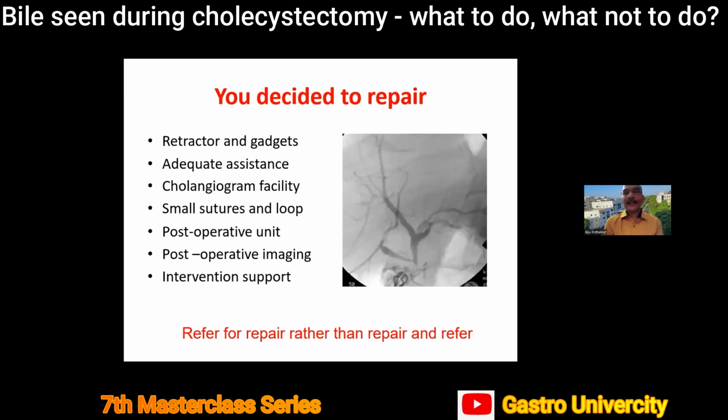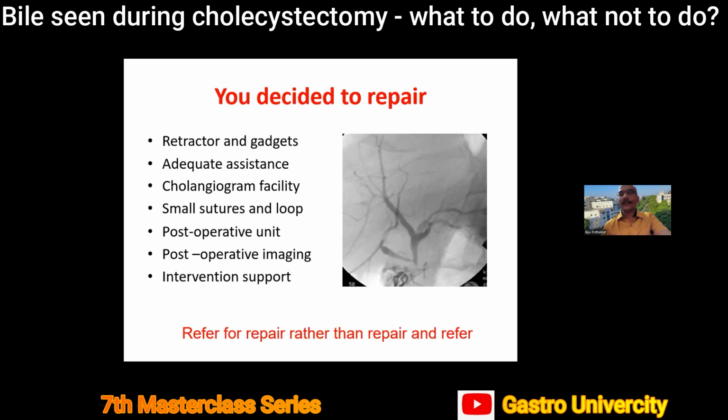Now, when you decide on the repair, you should have all of this in hand: retractor, gadgets, adequate assistant, cholangiogram, small loop, and a post-operative unit. Another important thing we forget is that we think we can repair it, we repair it, and then we don't refer. Refer for repair rather than referring after repair. If you are ever thinking that you can refer after repair, that is a bad idea.